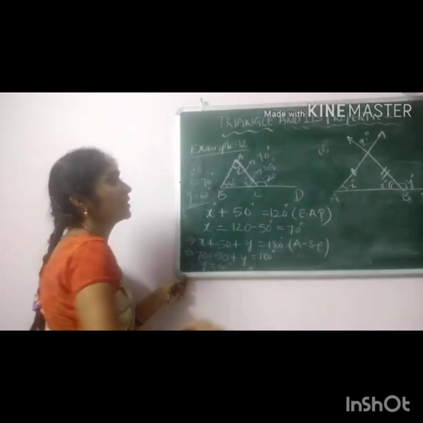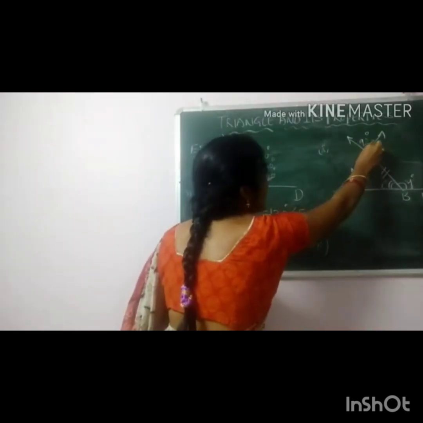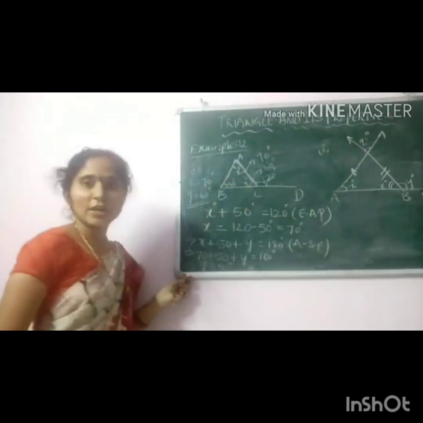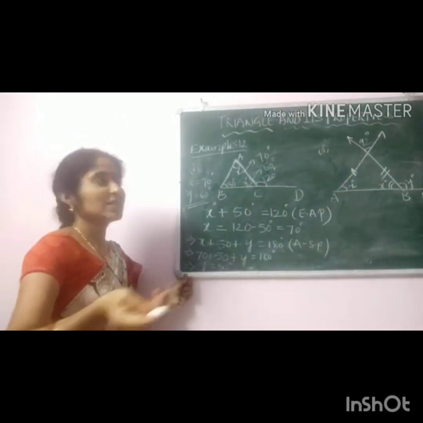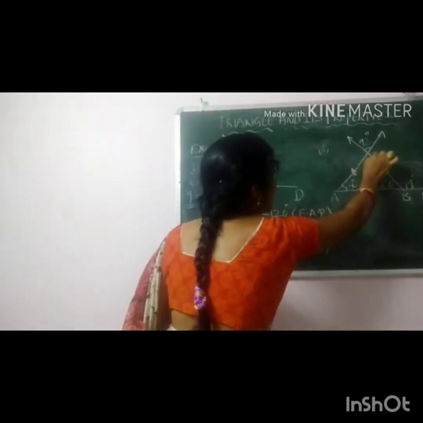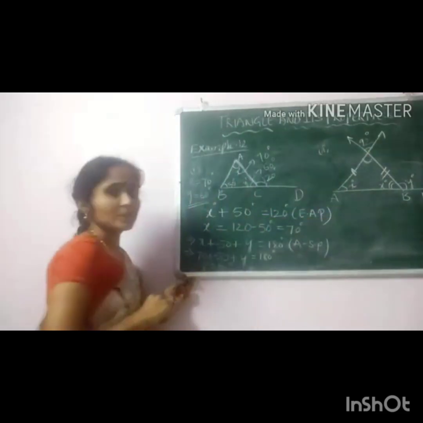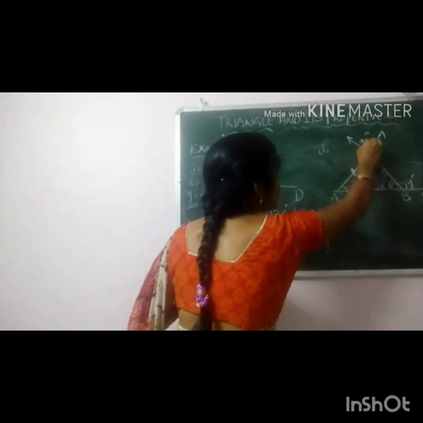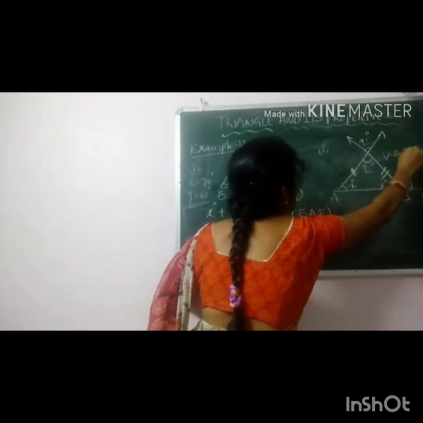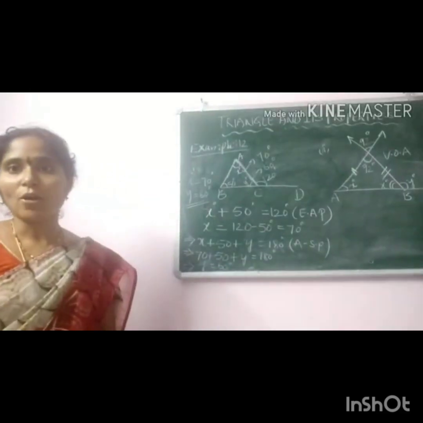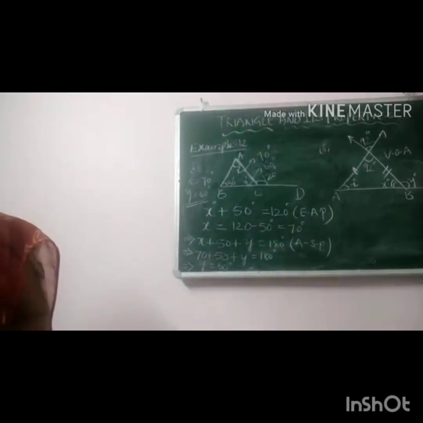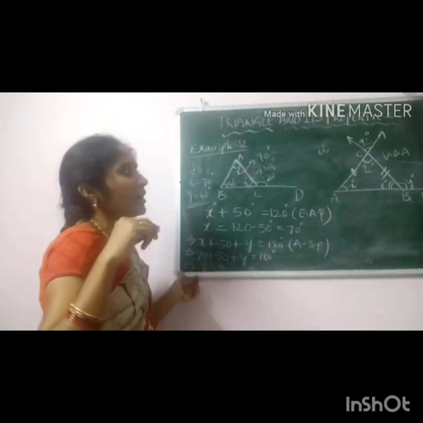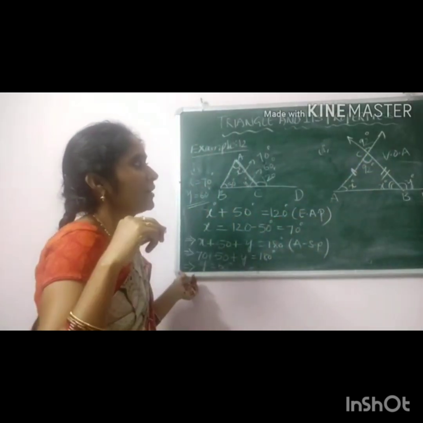Here observe one more clue they gave. Here, 92 degrees. Two lines intersect here, and an angle formed is 92 degrees. The opposite angle of this 92 is also 92 degrees. Why? Because these two angles are vertically opposite angles. Vertically opposite angles are equal. So easily we can find the x value and y value now.